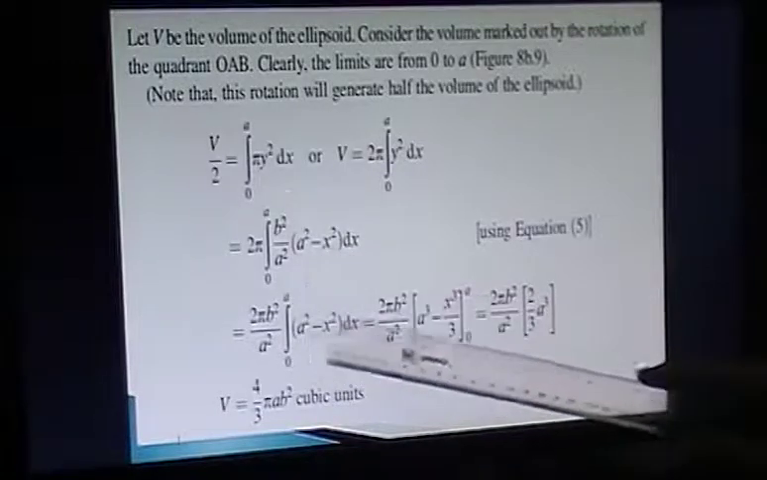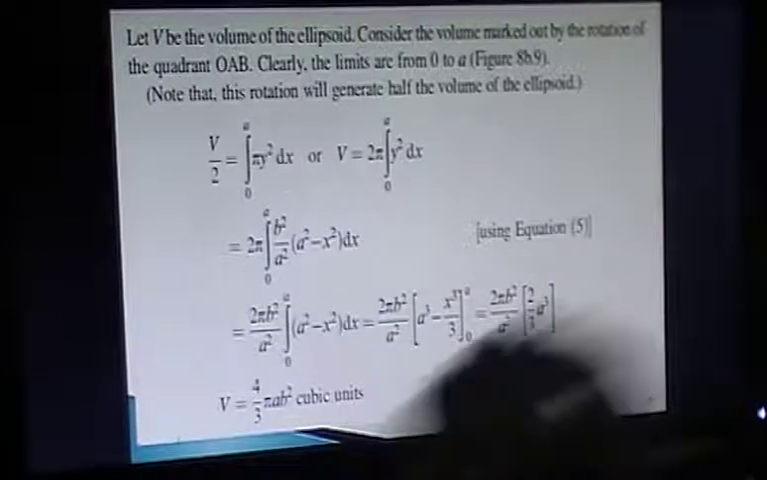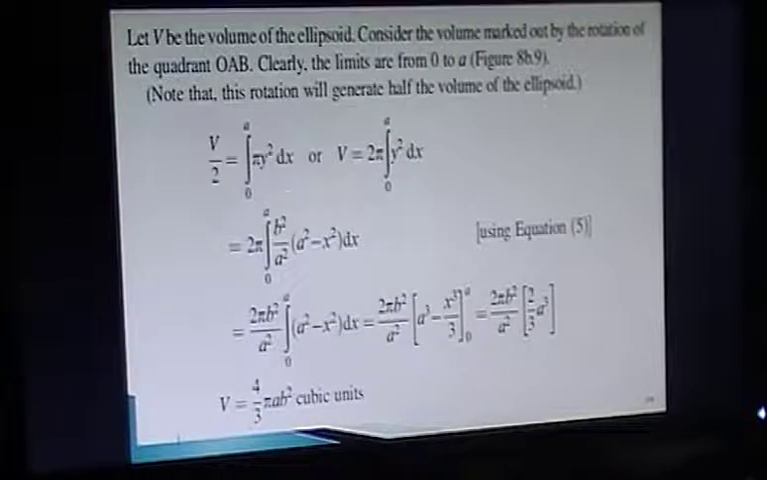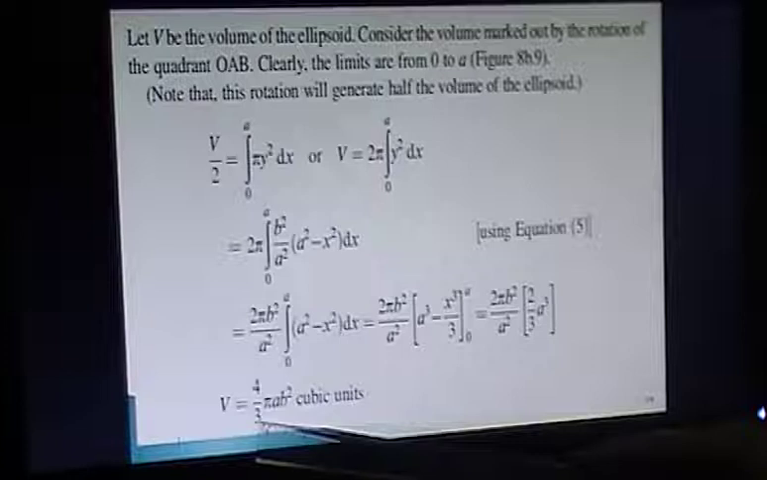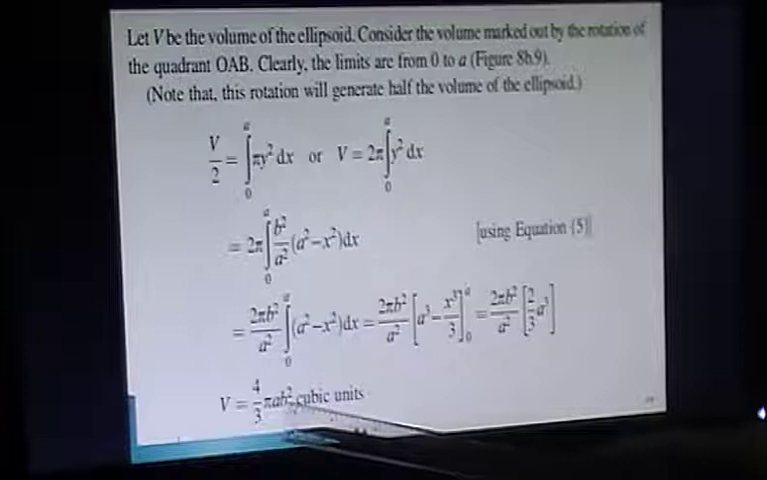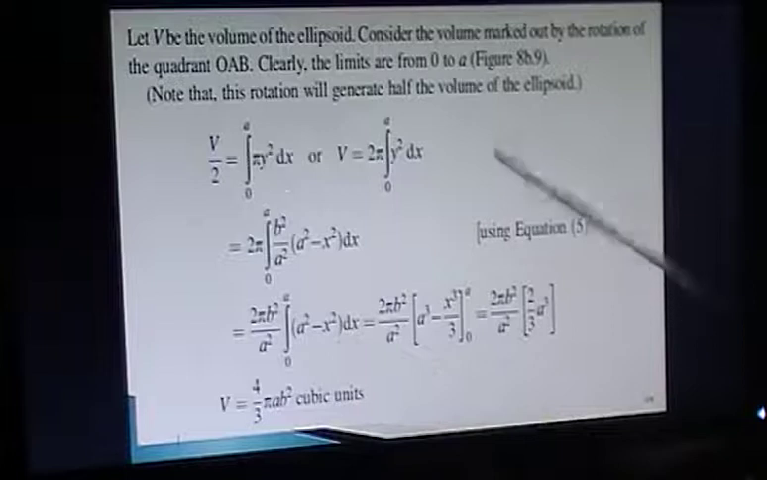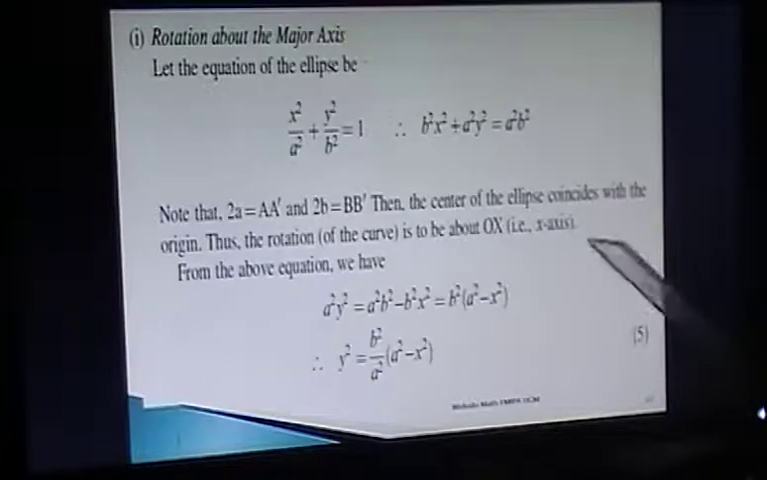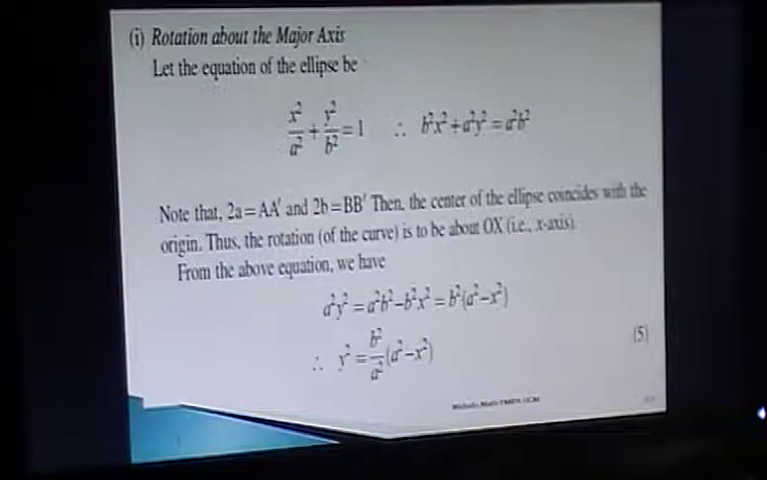It is very easy to calculate by using the definite integral, very easy. Just simple manipulation, and you have the volume is 4 divided by 3 times pi times a times b squared cubic units. This is the volume of the ellipsoid with equation x squared divided by a squared plus y squared divided by b squared is equal to 1.